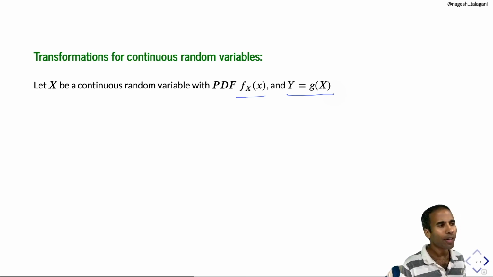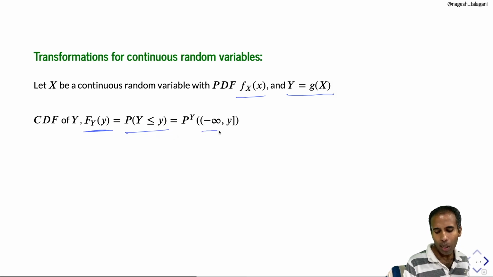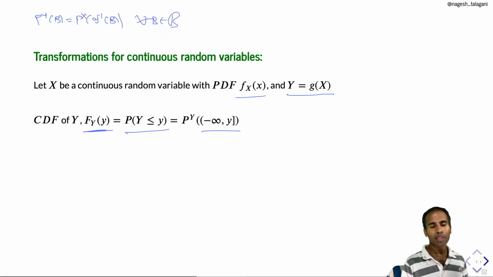Okay, let's try to find out the CDF of Y first. CDF of Y, F_Y(y), by definition is the probability of Y less than or equal to y. That means this is the probability of the interval minus infinity to closed y under P_Y. And we have a relationship between the probability distribution of Y and the probability distribution of X. That is P_Y(B) equal to P_X(g inverse B) for all Borel sets. This is the relationship between the two distributions.